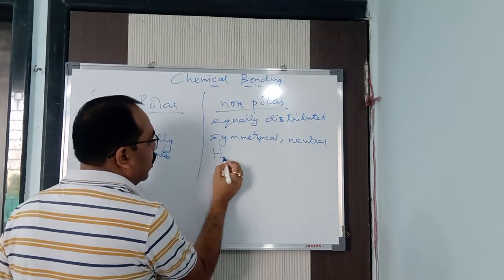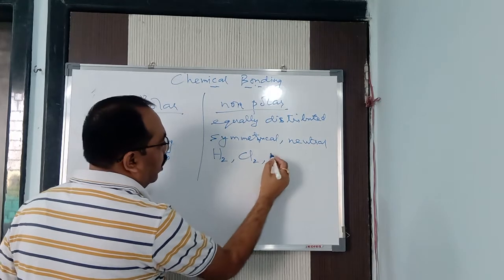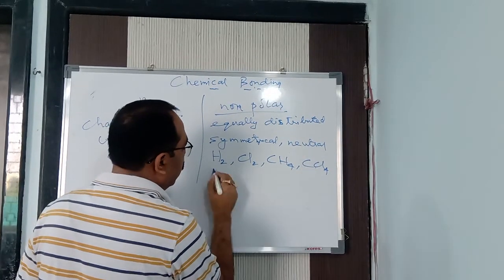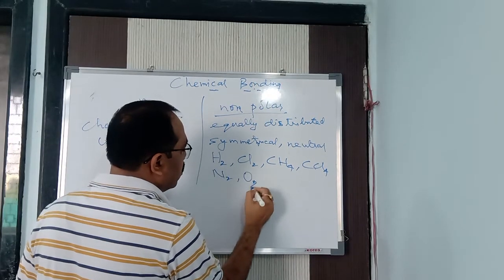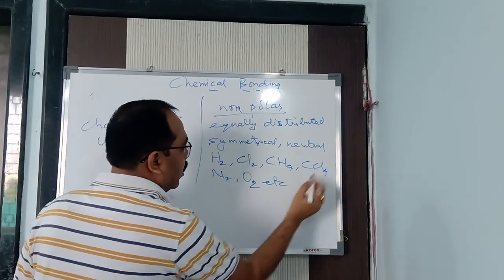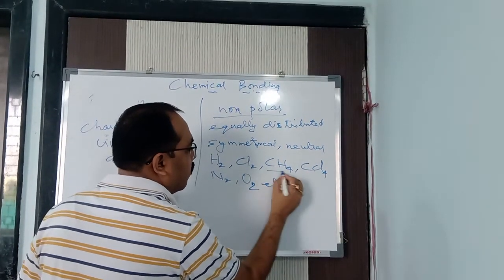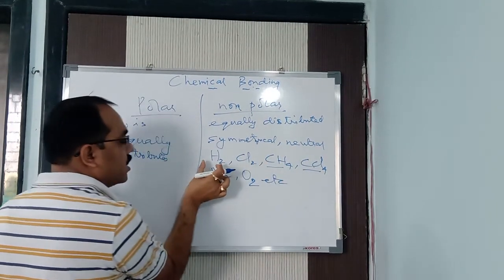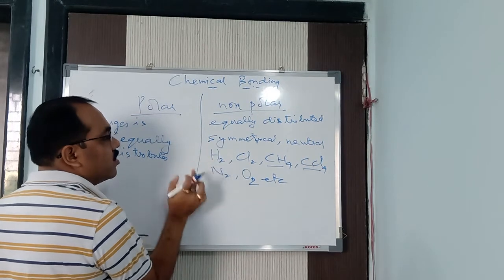Last class I told you: hydrogen, chlorine. Then you will be getting CH4, CCl4, nitrogen, oxygen, etc. In this way you will be getting them. Alright. So CH4 and CCl4 are symmetrical in nature. And in this case, you find that charge is equally distributed.